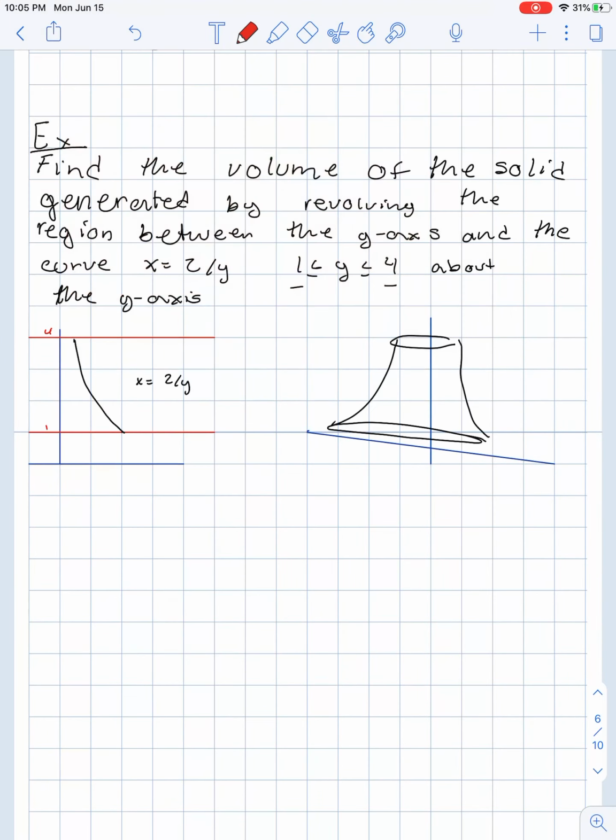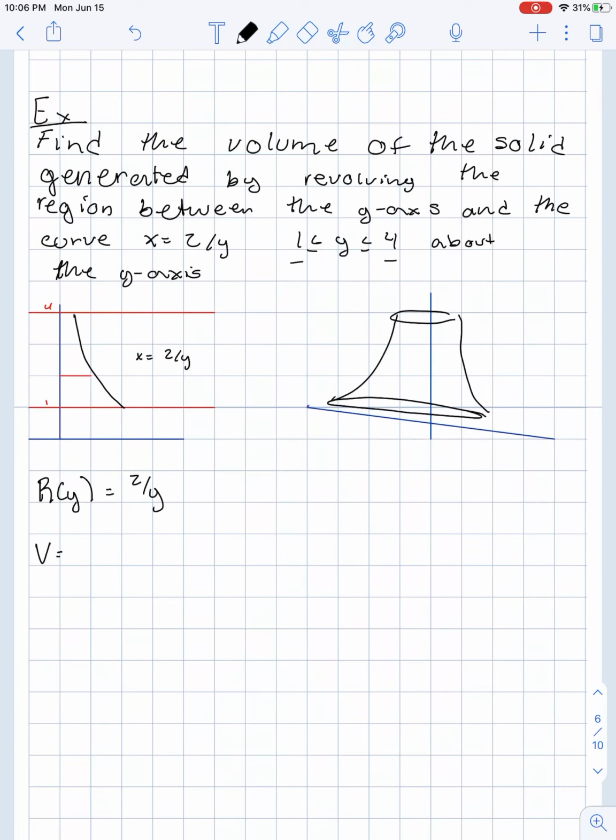Our radius is, since we're revolving just about the y-axis and there's only one curve, that curve is going to be my radius. So that means that r of y equals 2 over y.